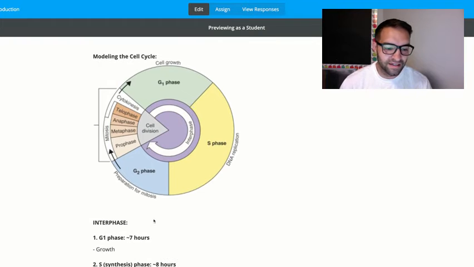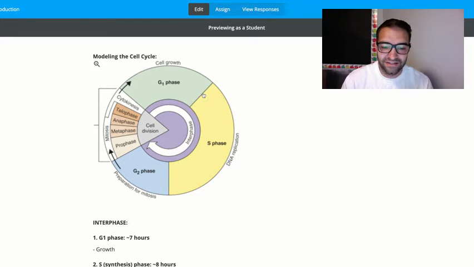As you can see, this phase is about 7 hours long. Let me rephrase this. There's an average, and some can go a little faster, some can go shorter, and it does depend on what the cell is, like a skin cell or a nerve cell. But generally speaking, every cell will have around the same timing. So it'll be growing for about 7 hours.